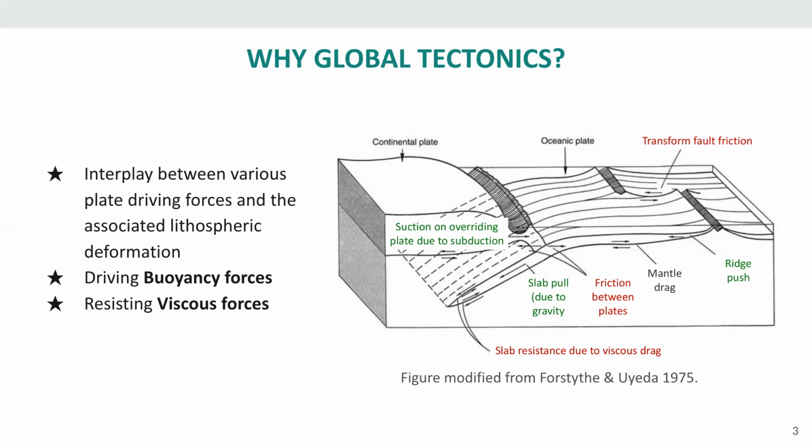In addition to the driving forces, there are also resisting forces. For example, the friction between the plates. As the lithosphere moves, it is resisted by the viscosity just below the lithosphere, that is the viscosity of the asthenosphere, and it tries to resist the motion of the plates as they are moving. Another factor that resists the plates is the friction between them. If two plates want to move with respect to each other, the lower the friction between the plates, the easier it is for the plates to slide with respect to each other.